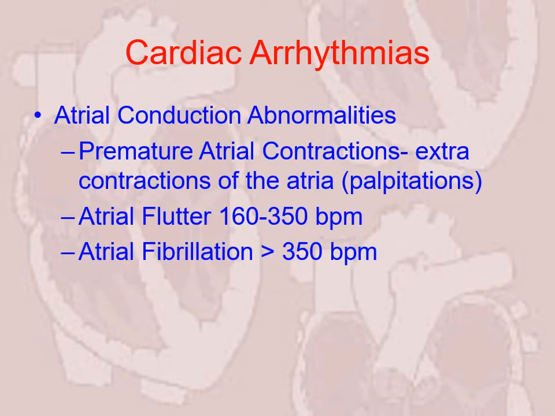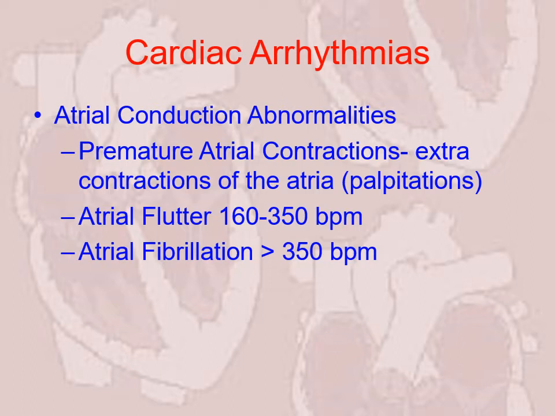So, cardiac arrhythmias: atrial conduction abnormalities. Premature atrial contractions or beats are extra contractions of the atria, or ectopic beats of the atria. They interfere with the timing of the next beat. Sometimes people feel palpitations, which are rapid or irregular contractions that often arise from exercise. Sometimes caffeine intake, smoking, or stress can cause it.